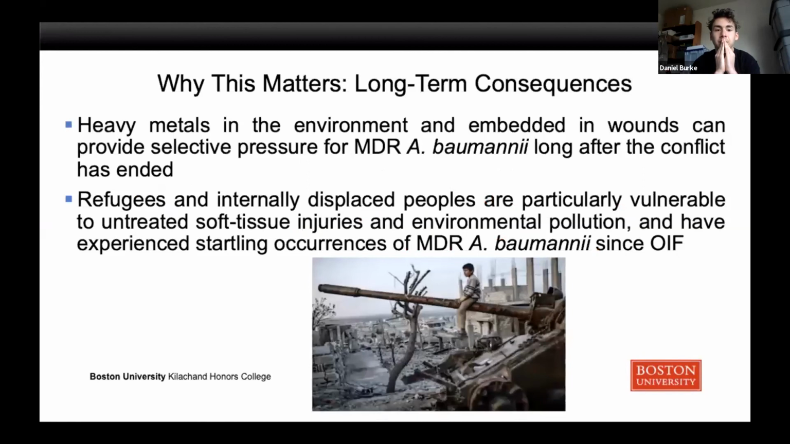So the long-term consequences of this, of course, are that heavy metals in the environment and embedded in these wounds can provide a selective pressure for multi-drug resistant baumannii long after a conflict has ended, which of course hinders any kind of capacity in which Iraq can start rebuilding its healthcare infrastructure.